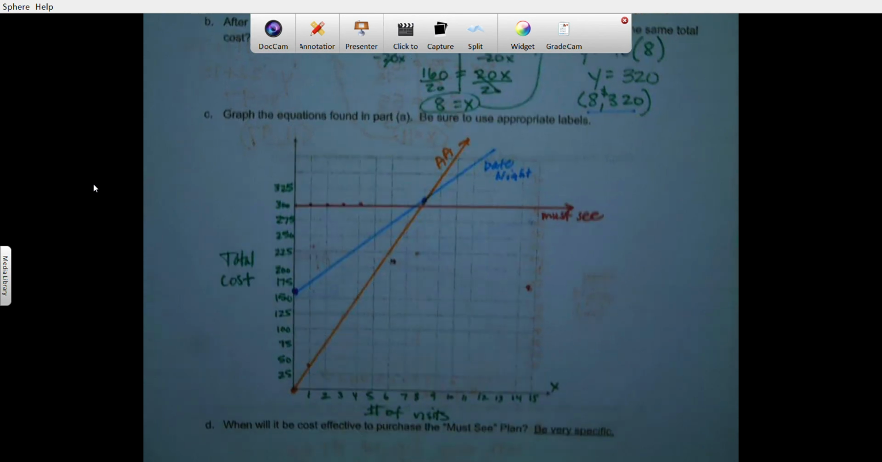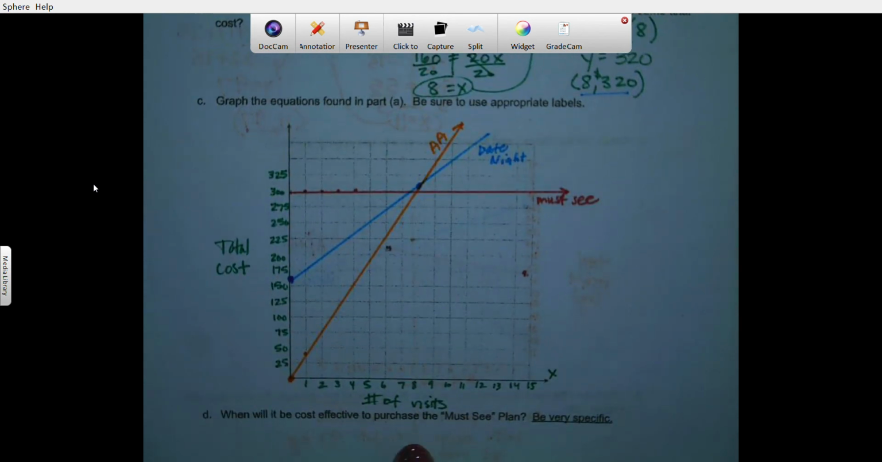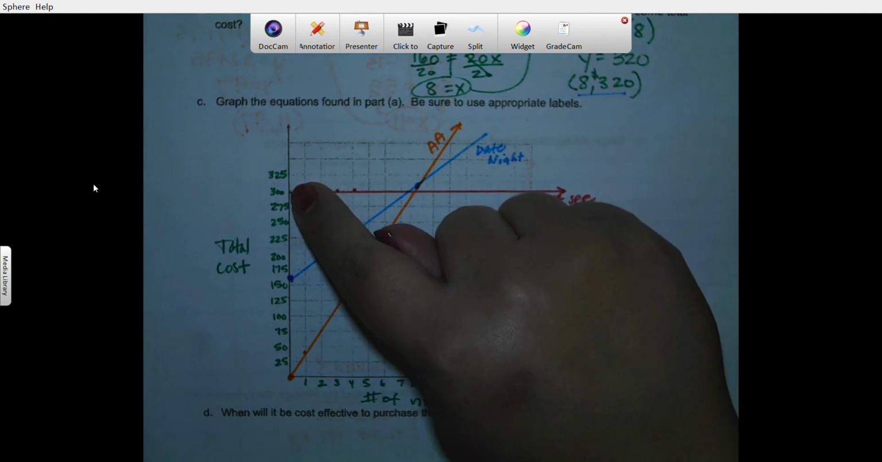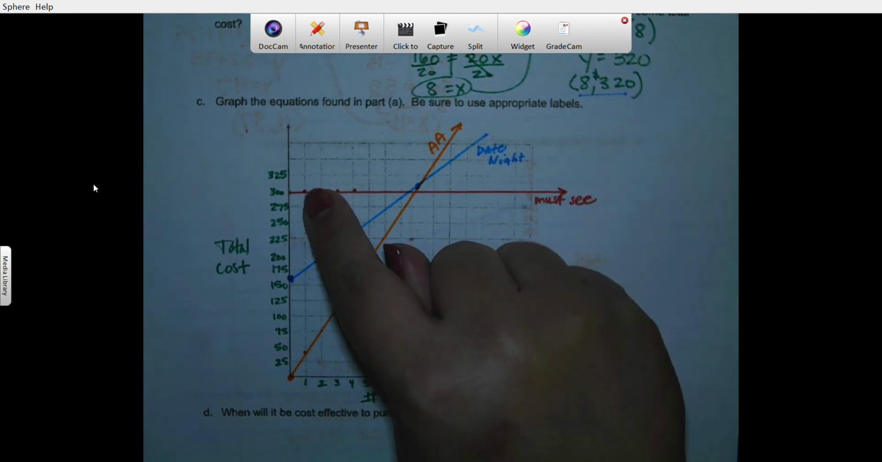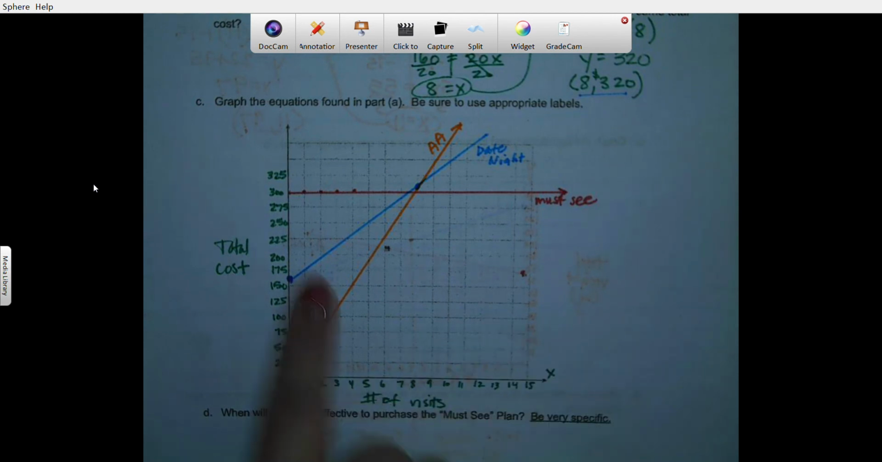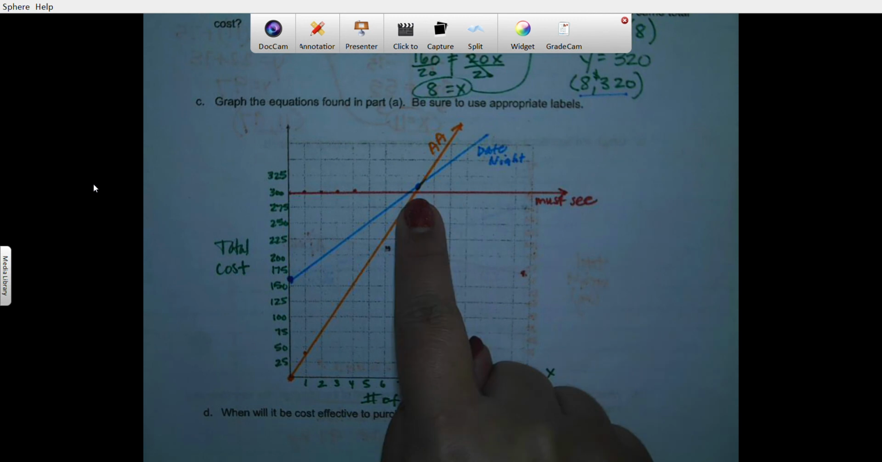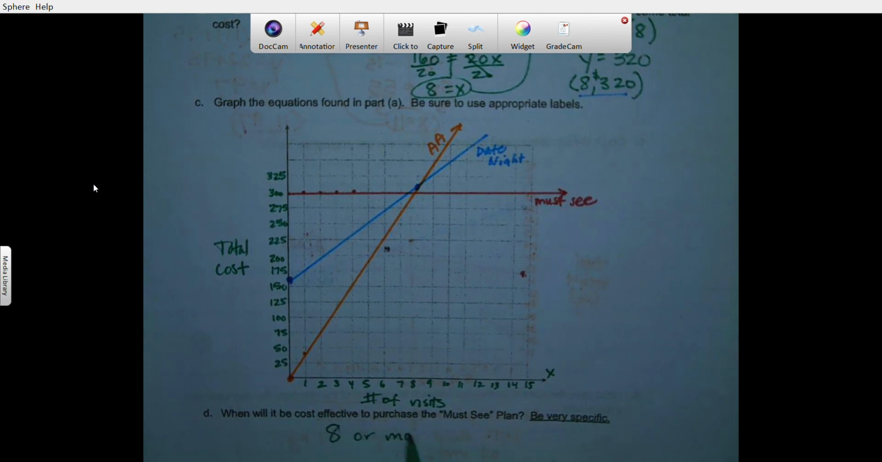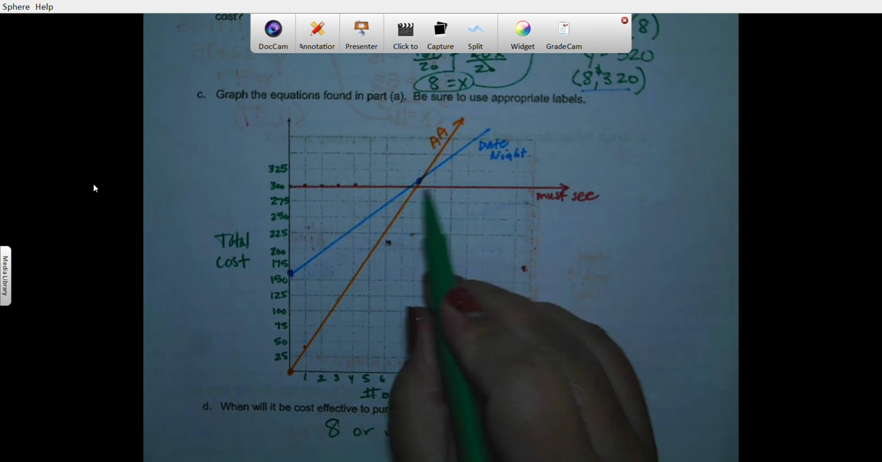Now I have to answer some questions. When will it be most cost-effective to purchase the must-see plan? Okay, the must-see plan here. So it's definitely not cost-effective if I go 1 time, right? I would pay $300. This I would pay $40. So I want to find where it's the bottom line. So at 8 or more visits, it would be more cost effective for the must-see plan here.